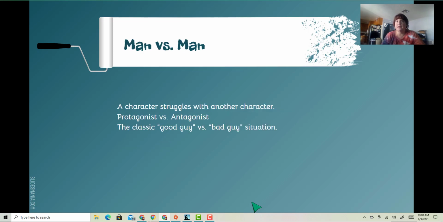Man versus man is when a character struggles with another character. It's the protagonist versus antagonist, the classic good guy versus bad guy situation. We see man versus man all the time in many different formats. You know that with the good guy versus the bad guy.